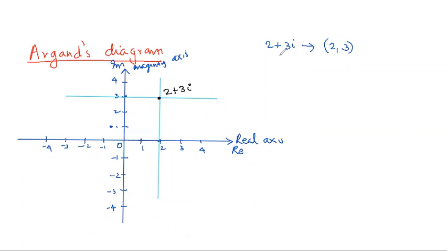Okay. So how will I plot, let's say, minus 1 plus 3i? This will correspond to (minus 1, 3). So what I'll do, I'll draw a line through minus 1, x equal to minus 1. And the line through 3 is the same thing. Where do they intersect? This point is minus 1 plus 3i. All of you understood how to plot the graph? Yes, sir.